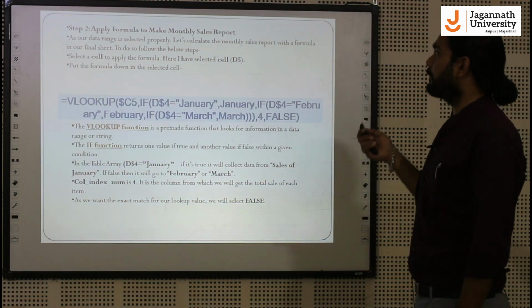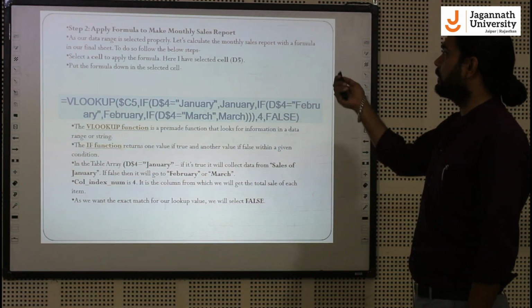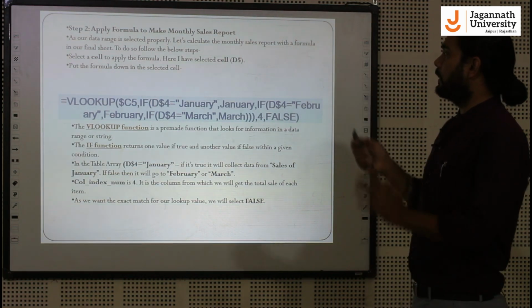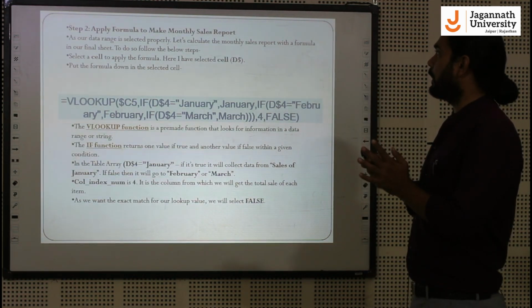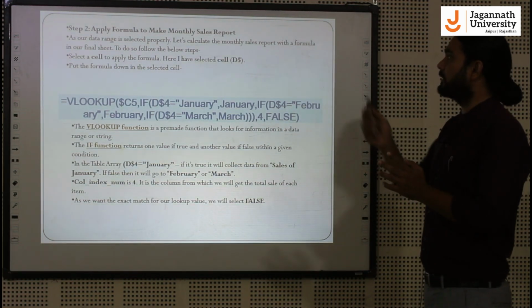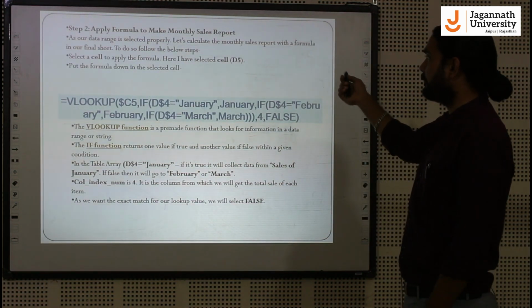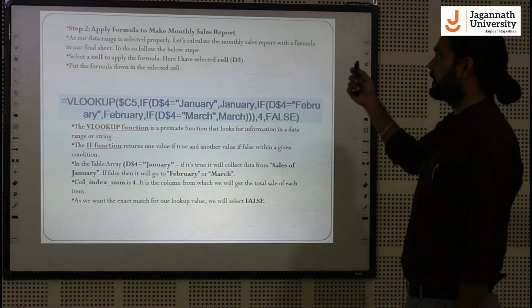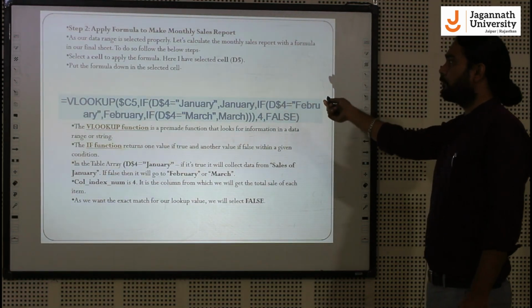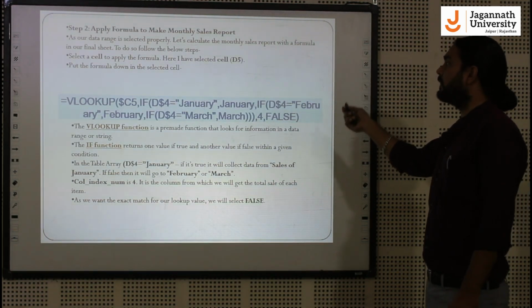Step number 2, apply the formula to make the monthly sale report. When we want to apply the formula, select the cell to apply the formula on. Here I have selected the cell D5. Put the formula down into the selected cell. This is the formula for the monthly sale report.